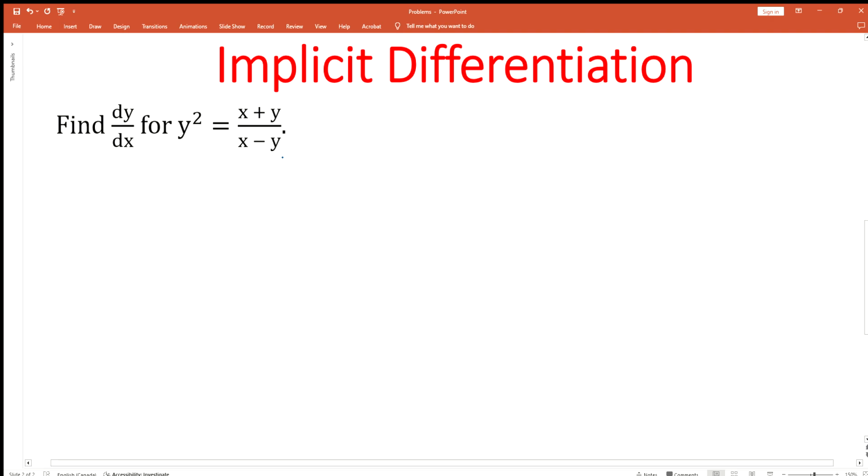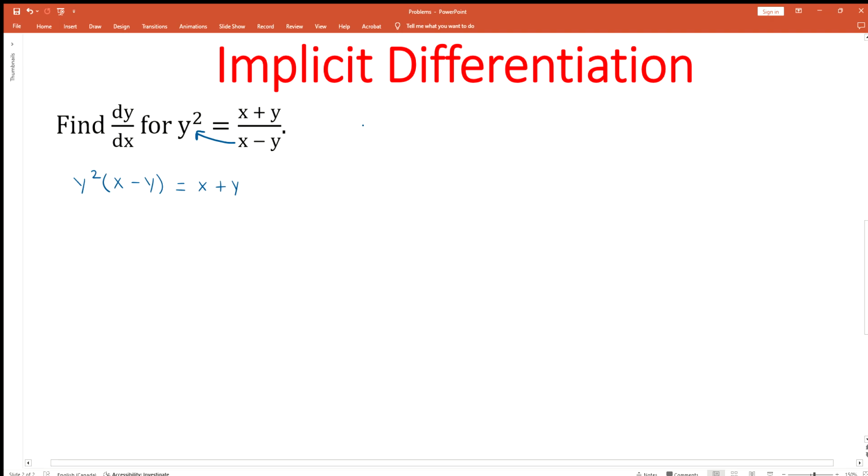It will be easier to find dy over dx for this equation if we modify this equation. We can get rid of the fraction x plus y over x minus y by cross multiplying x minus y to the left side of this equation. I get this step, which will make it much easier to find dy over dx for this equation.